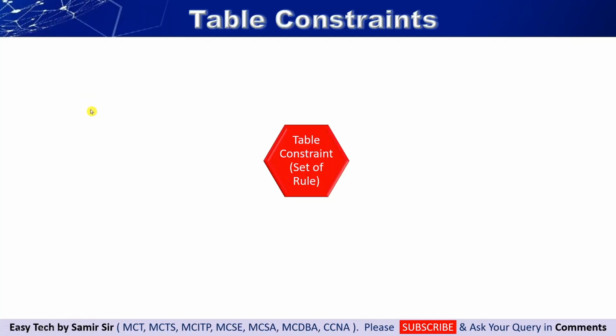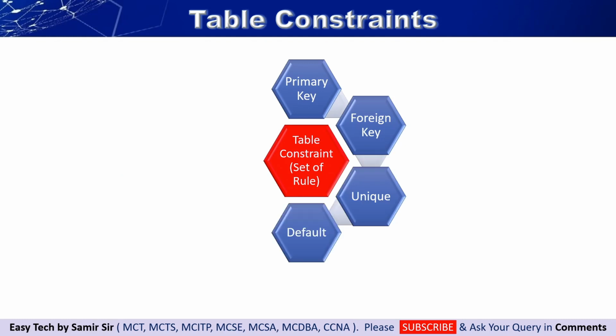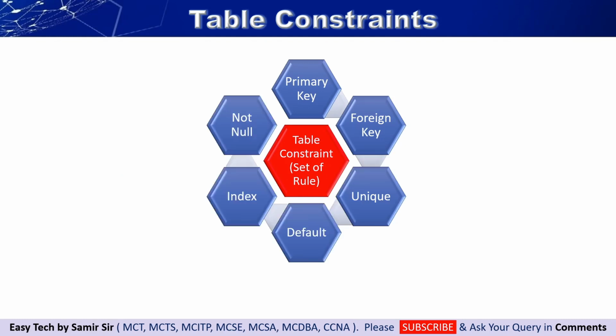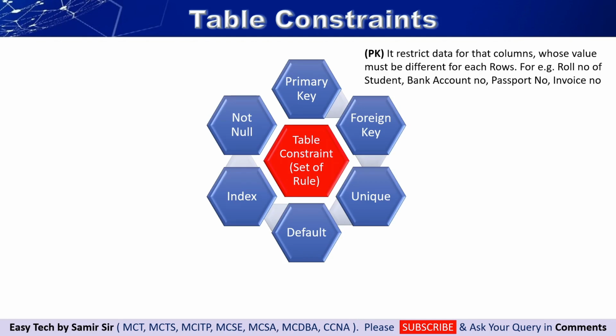Table constraints. Table constraints are something like a set of rules that can be applied to various columns and tables. There are many constraints that can be applied on tables. They are primary key, foreign key, unique, default, index, not null, and so on. Primary key. Primary key is used to restrict the data for a particular column, where the value must be unique for that row. That means the value must be different for each row.